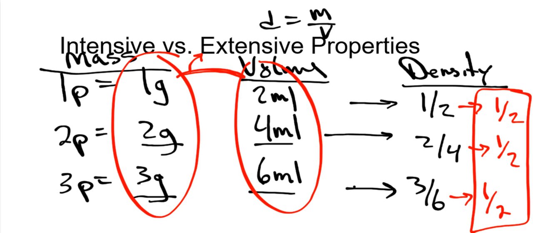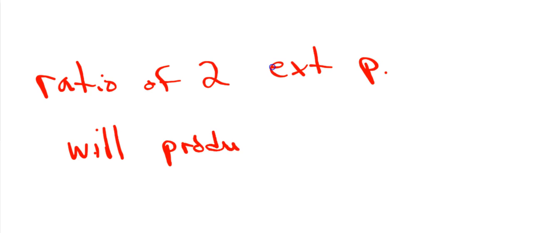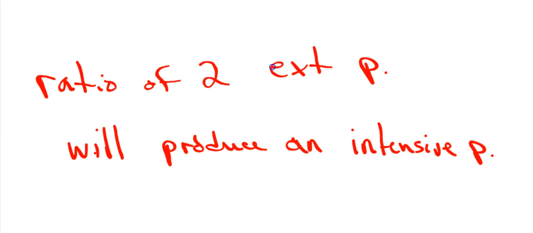So just one little nugget. A ratio of 2 extensive properties, I'm going to abbreviate there, will produce an intensive property. So my mass divided by my volume is equal to my density.